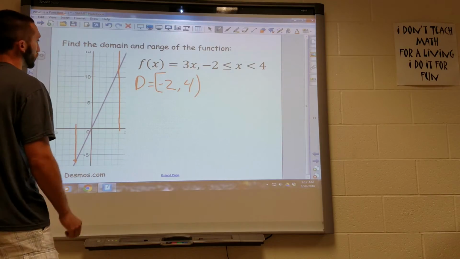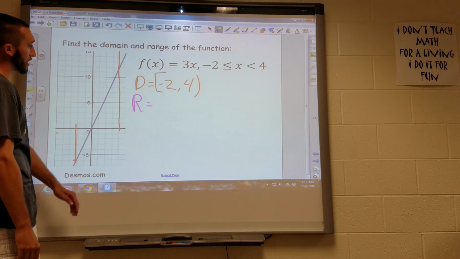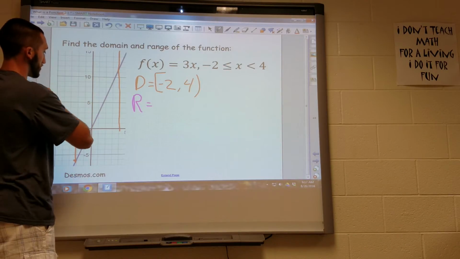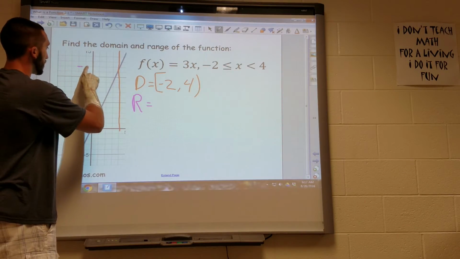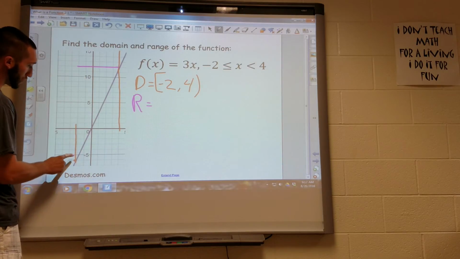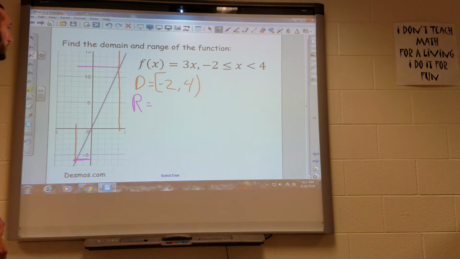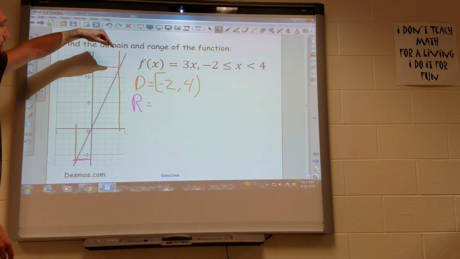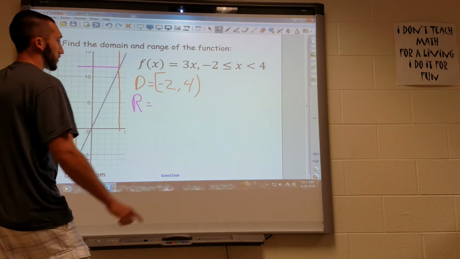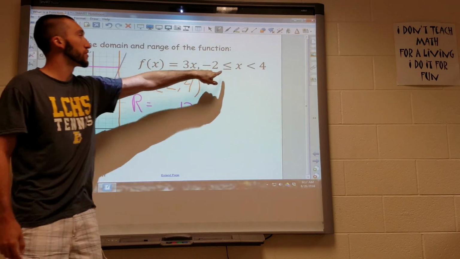They also want us to find our range. So our range are our y values. How high or how low did we get? Well, when x equals 4, we can see that it touches this point there. And when x equals -2, we can see that it touches this point there. So when x equals 4, it touches the point 12 on the y-axis, right? So that's my range. That's as high as my graph gets in between this interval.